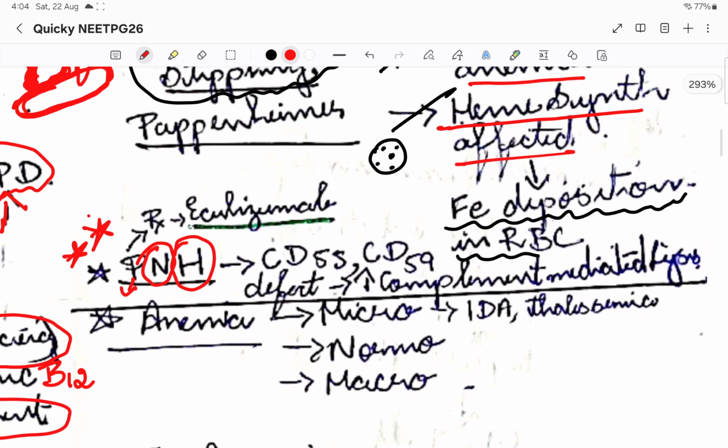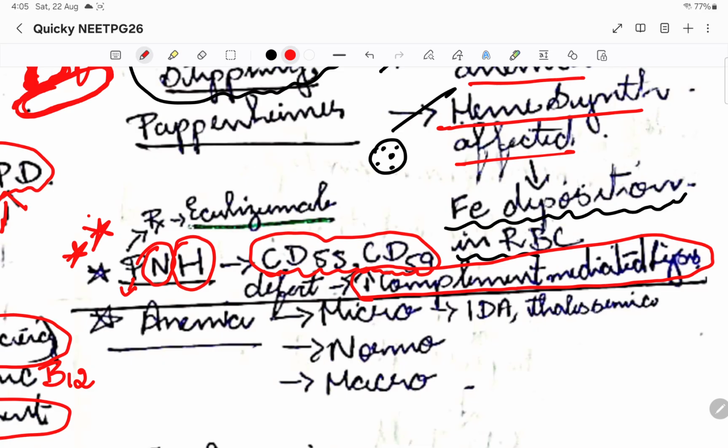Okay, in RBCs there are CD55 and CD59, which protect the membrane of the RBC. If there is a defect in that membrane protection, then there is complement mediated lysis. So there is no protection from CD55 and CD59. I told you, right, these are the batch numbers. If there is no protection of RBC membranes, then there is destruction. This leads to hemoglobinuria, meaning there is lysis of RBCs, hemoglobin is increased, and hemoglobinuria is there.